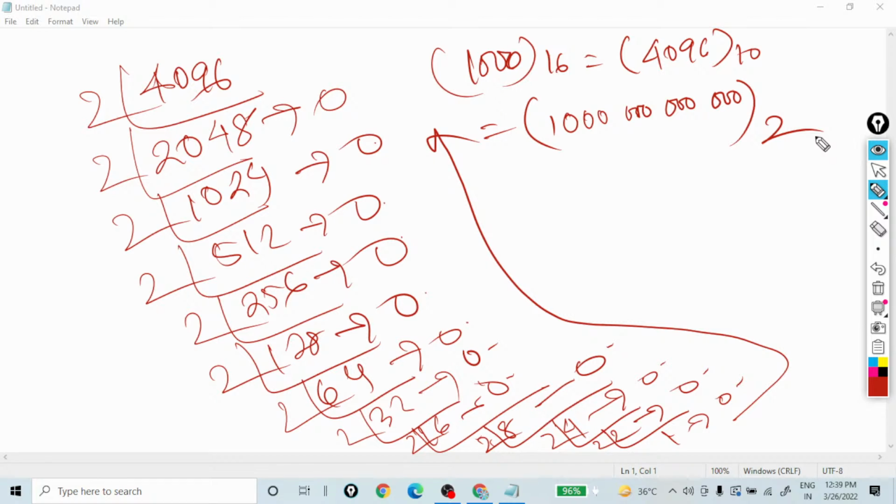Here, in the conversion from hexadecimal to binary, first we converted hexadecimal to decimal, then we converted decimal to binary. So finally we got hexadecimal to binary.